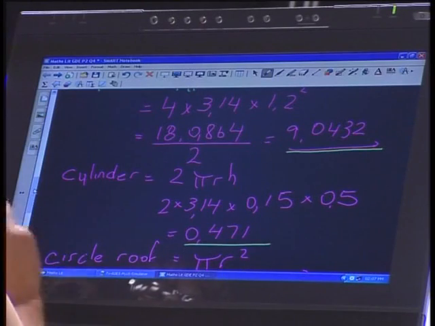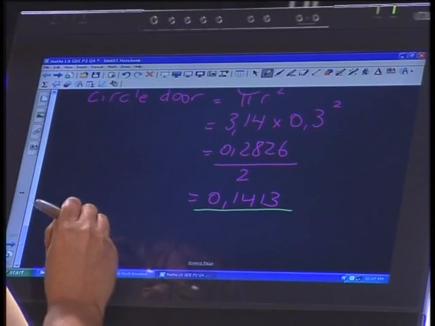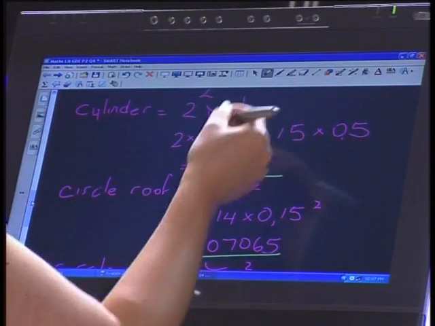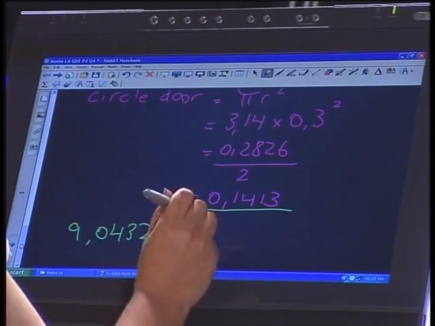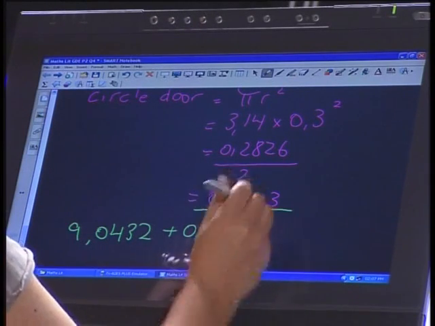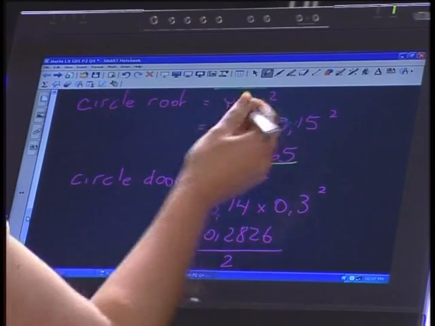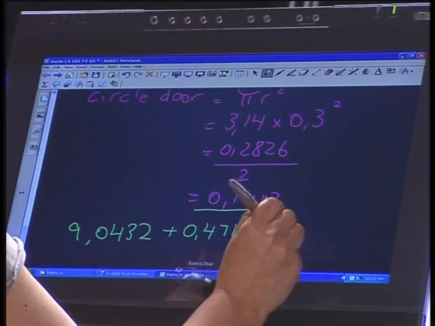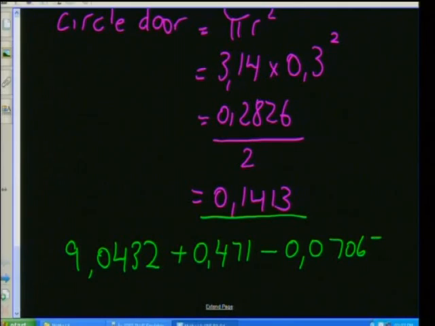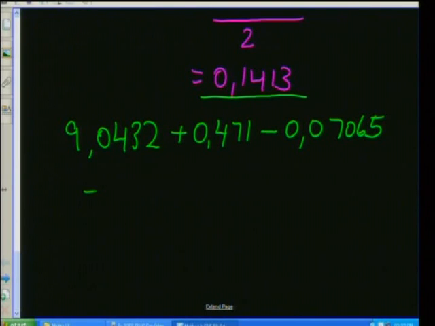We've got 9,0432, plus I'm going to add the cylinder 0,471, and then I'm going to minus the roof, which was my 0,07065. And then I'm going to minus the door, because that's the only way I can get just the pizza oven.